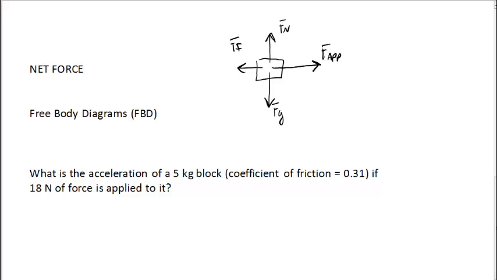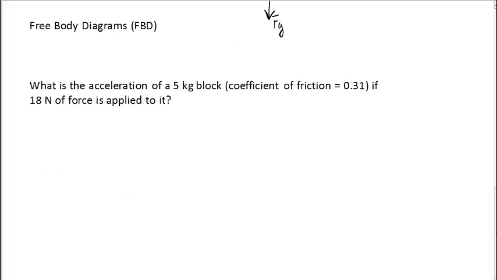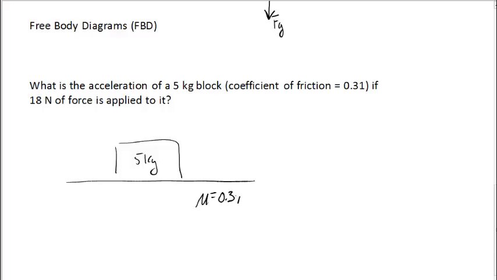What is the acceleration of a 5 kilogram block, if the coefficient of friction is 0.1? There is a force applied to it of 18 newtons. Now we have force of gravity. We'll have normal force, and we'll draw force of friction. Now we try to draw these arrows proportional to their values.